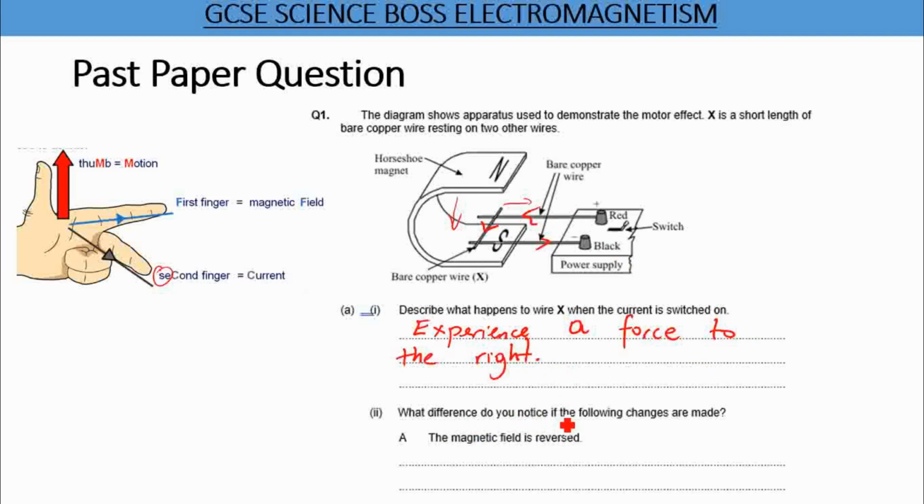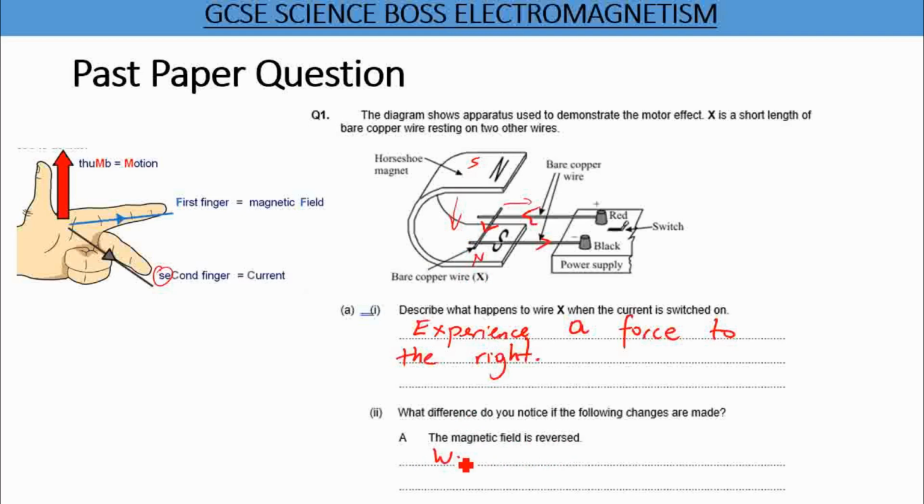Okay. What difference do you notice if the following changes are made? A, if the magnetic field is reversed. So now, what does that mean? Your north pole would now be your south pole, and your south pole would now become your north pole. What changes would you notice? All right. So your first finger is pointing upwards. Second finger still coming out at you, your thumb is going to be pointing left. So it will go in the opposite direction.